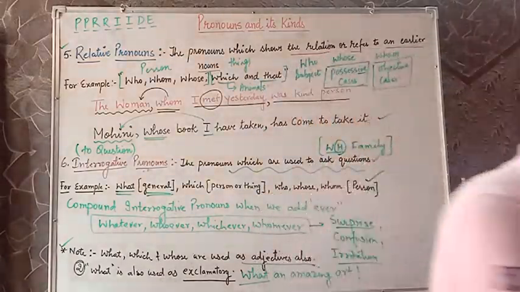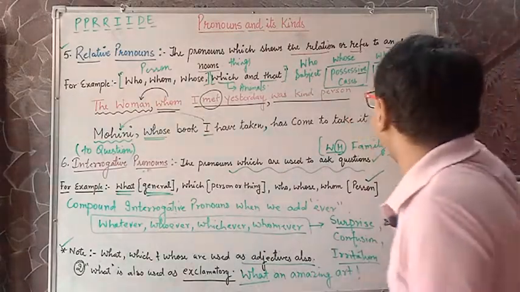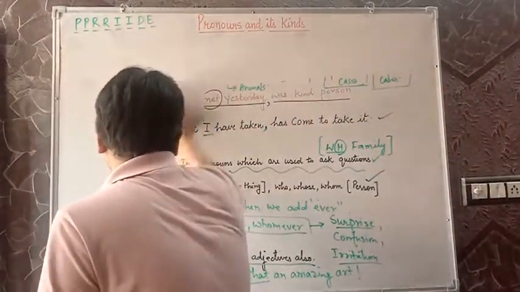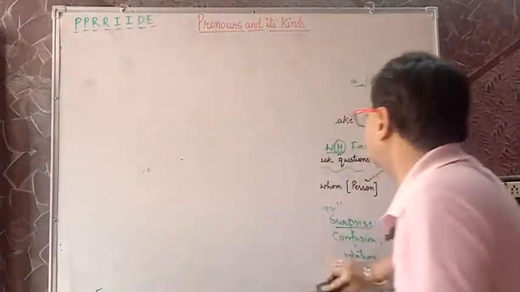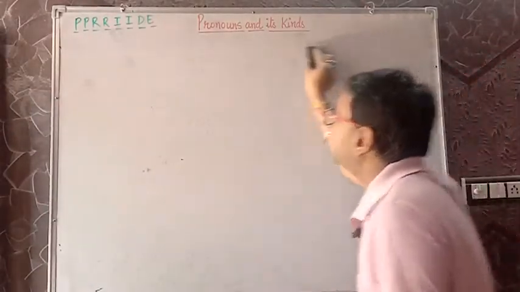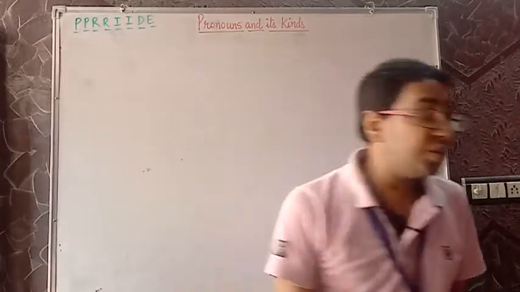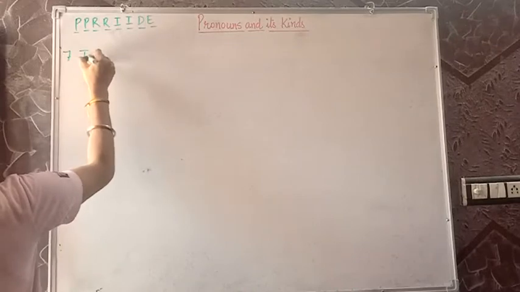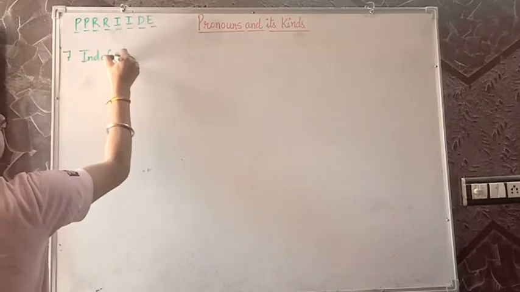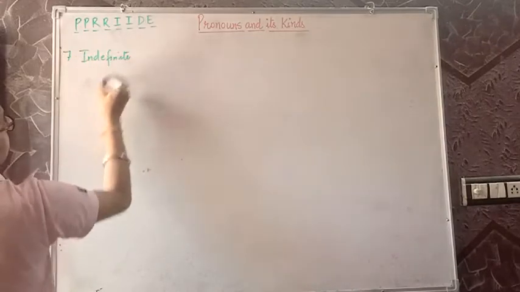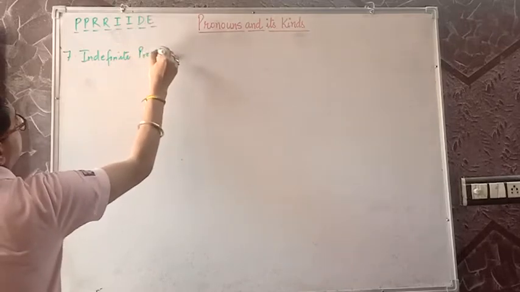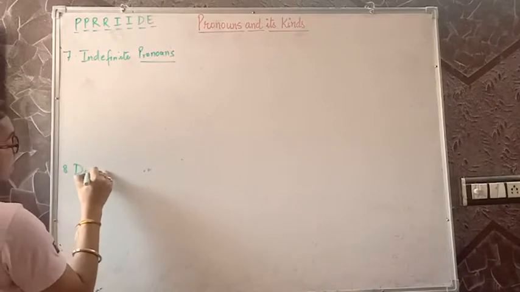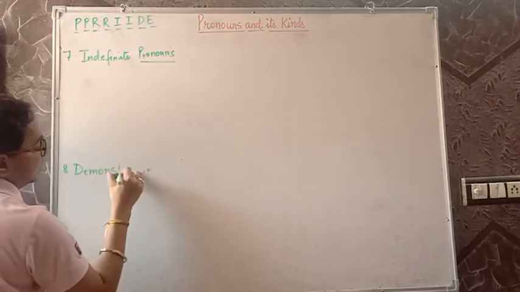Clear? Next type is type 7 and 8, that's demonstrative and indefinite. You will see the difference. Why have I taken them? I have taken them purposely together to differentiate something. Next is indefinite pronouns, and next is demonstrative pronouns. Demonstrative pronouns.